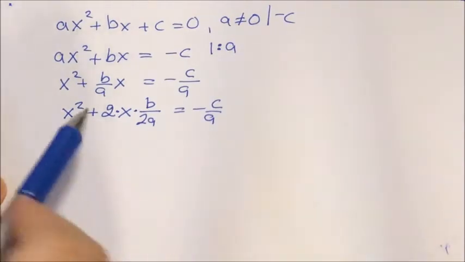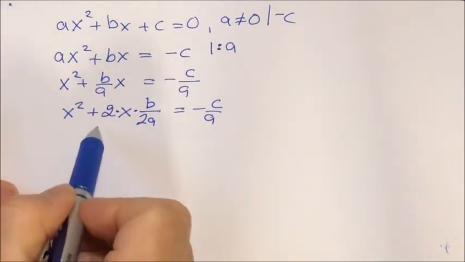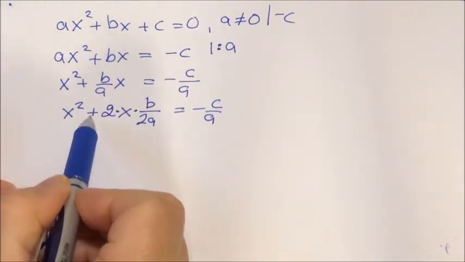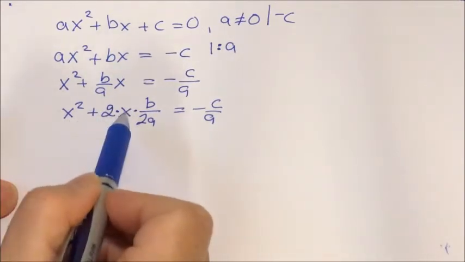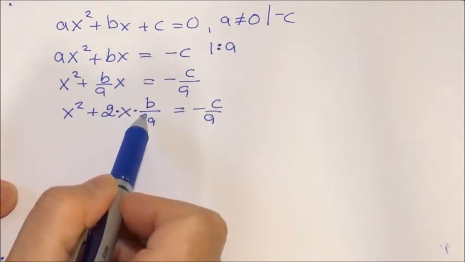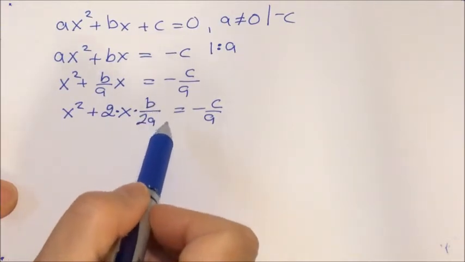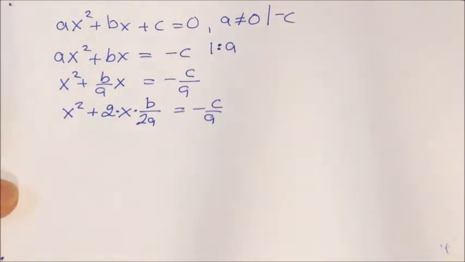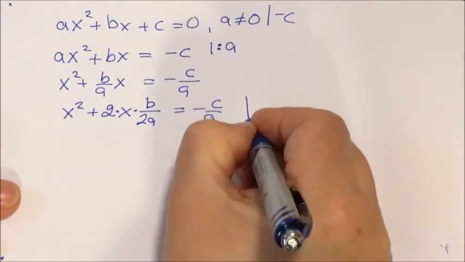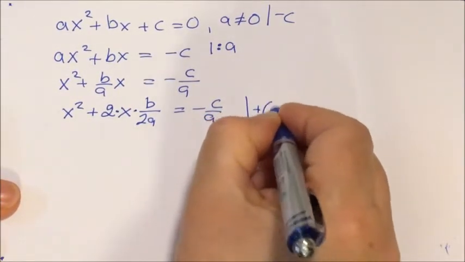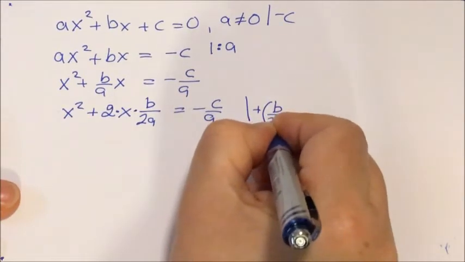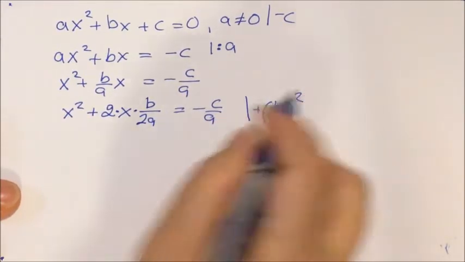Then here we have x squared plus 2 times x times something. If we had the square of this something added here, we might be able to factorize this left-hand side. So let us add to both sides b divided by 2 times a, squared.